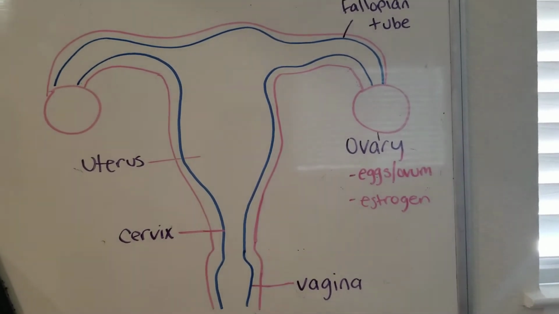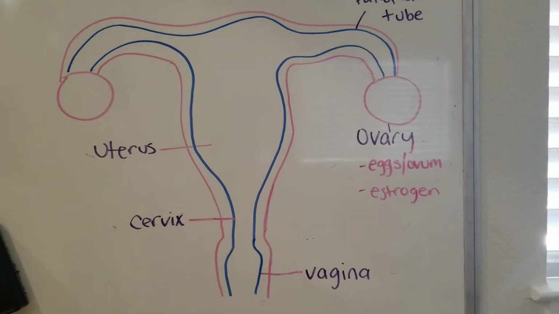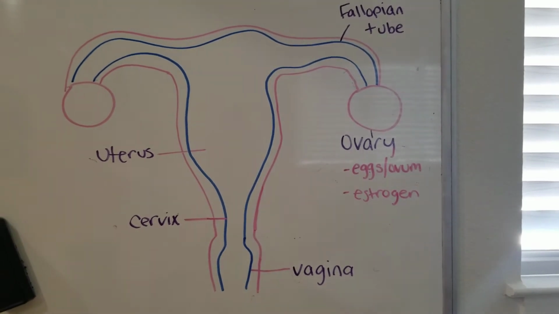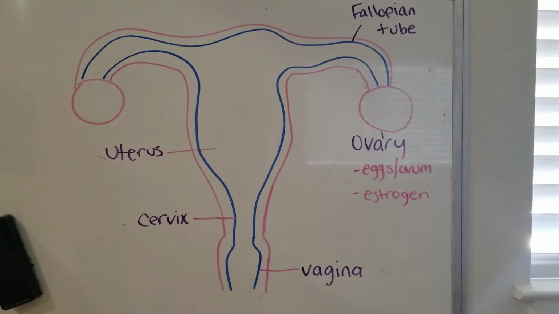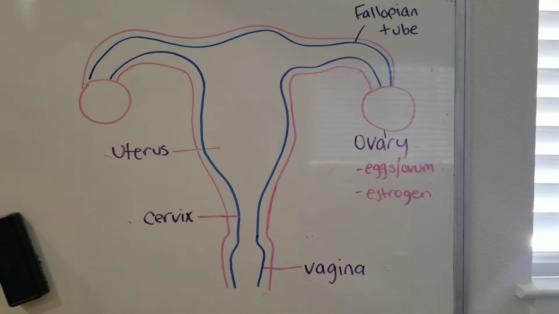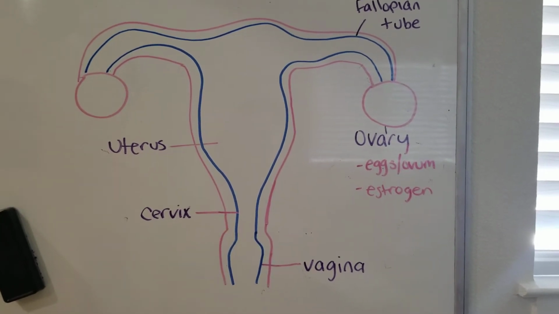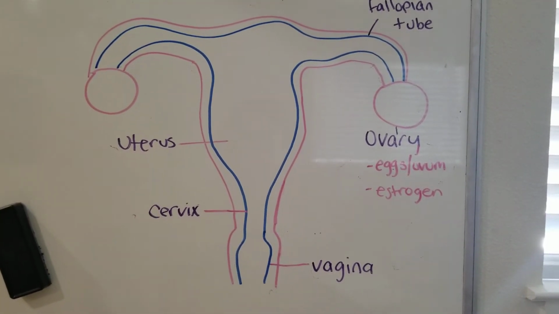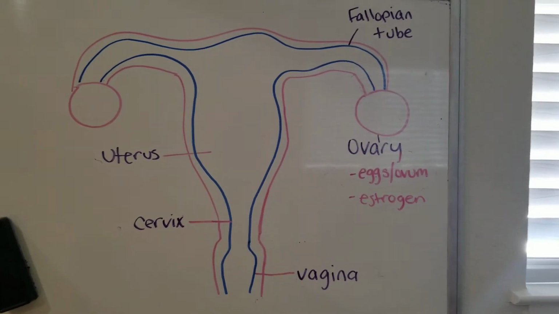And in the ovaries is also where estrogen is produced. And estrogen is just a hormone. It's the hormone that's responsible for the changes that a female goes through during puberty, like the enlarging of breasts and the widening of hips and things like that.